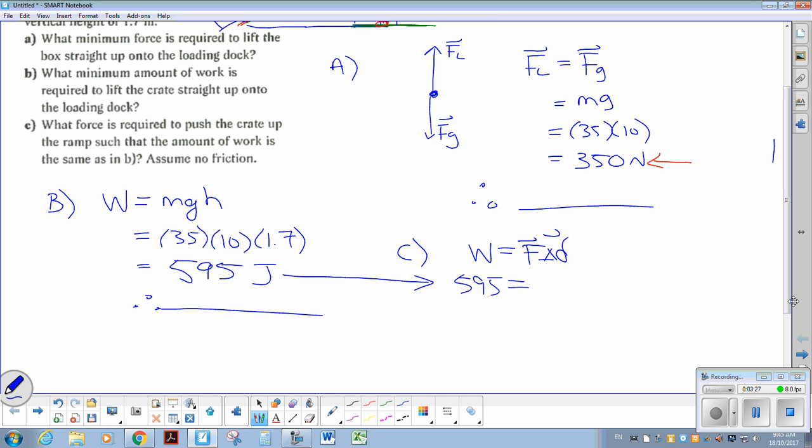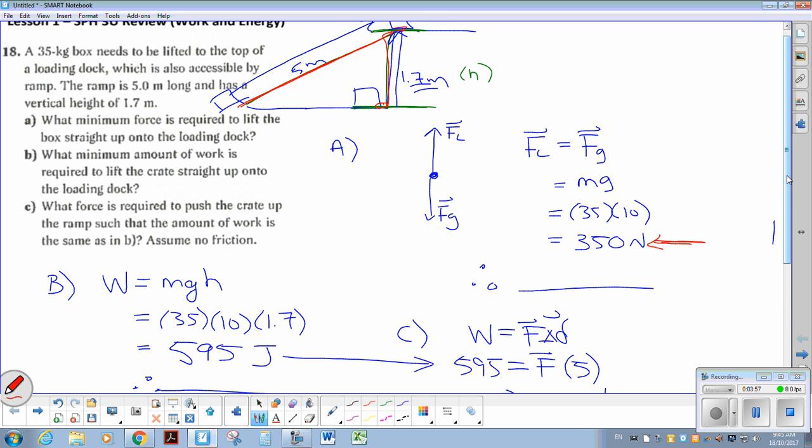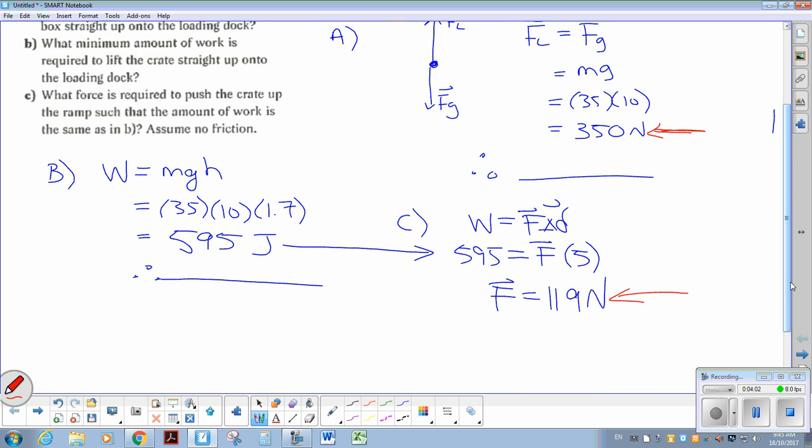Now, when we do it this way, though, you'll find that 595 divided by 5 gives us 119 newtons of force. So instead of needing 350 to complete the job, we can do it for 120 newtons of force. You're still doing the same amount of work. You're moving that box up an elevation of 1.7, or an altitude change of 1.7. Same amount of work is being done. However, mechanical advantage allows us to apply a lot less force.